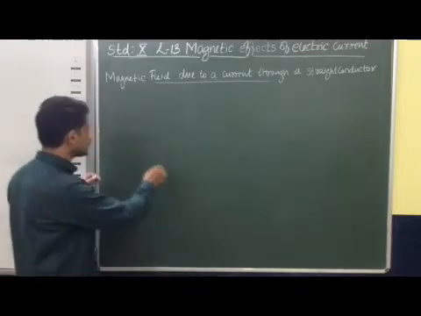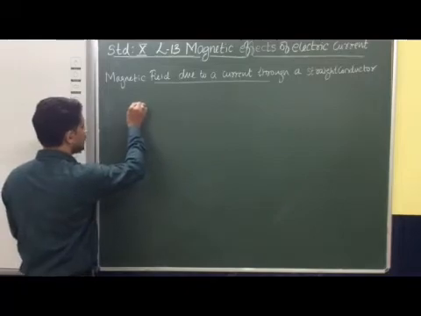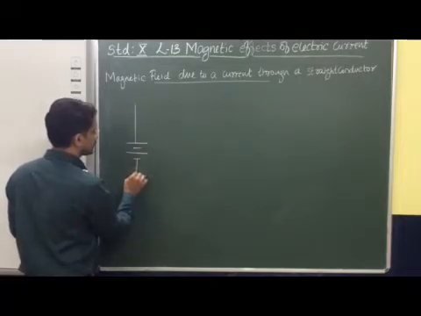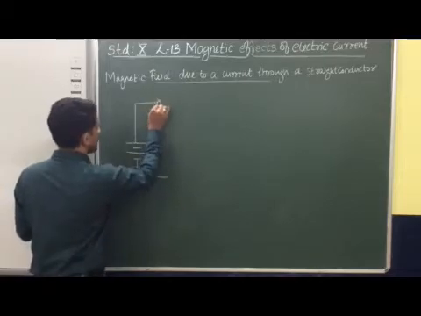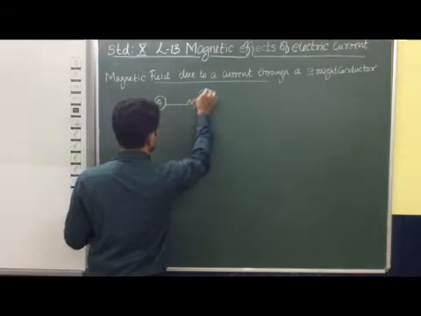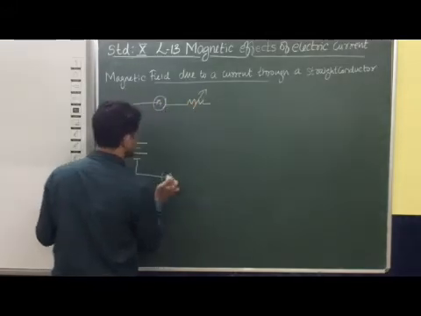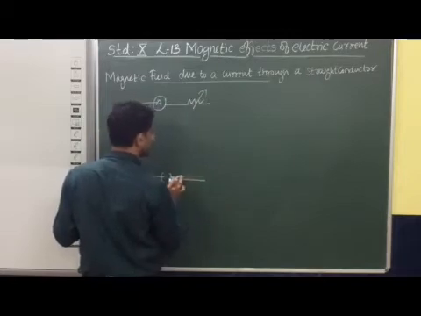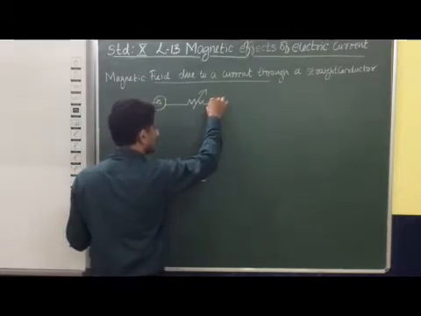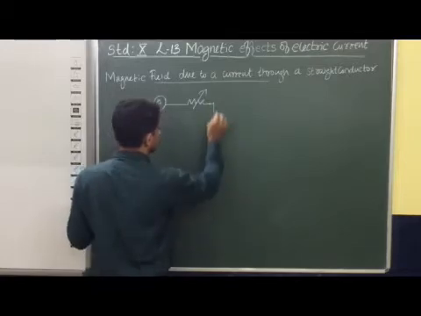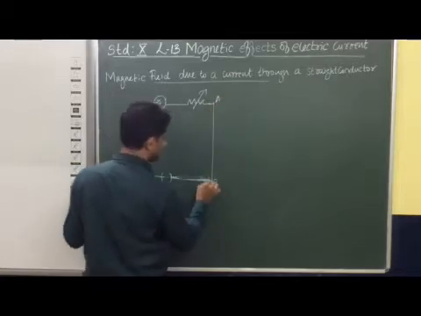Here we are considering the circuit like this. You can understand this is a cell or a battery, an ammeter is connected, there is one variable resistor also connected, and the key is there. We can consider the situation in which this current carrying conductor is passing in this way. AB is our current carrying conductor.